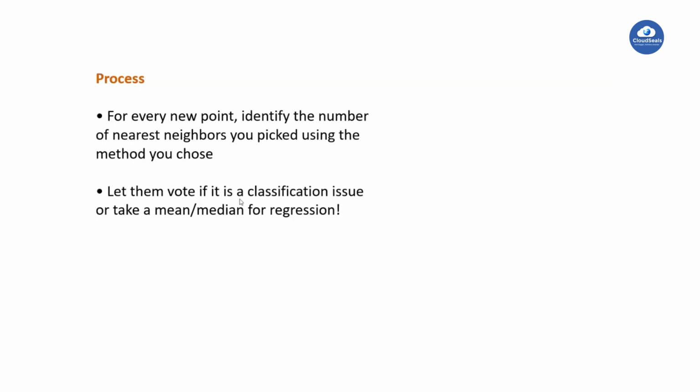Let them vote if it is a classification issue, or take the mean or median for a regression issue. Why vote? In a classification issue, the dependent variable is always categorical. So are we able to apply mean or median to categorical data? No. What we'll take is the mode. Mode means the most repeated value. That means whoever gets the most votes, we will say that this data point belongs to that class, because that class got the most votes. For the regression model, we will use mean and median.